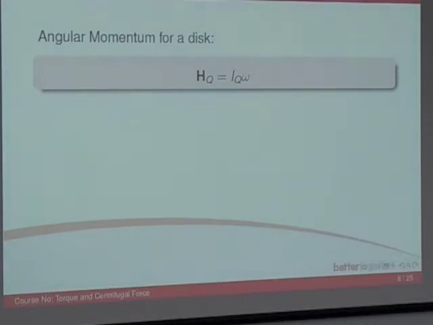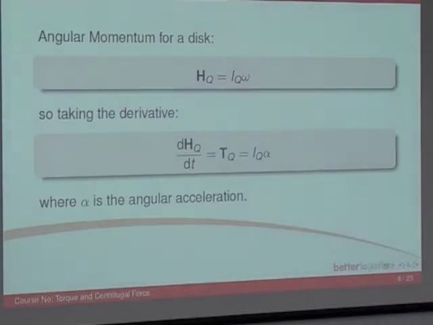We also know that angular momentum for a disk is I omega. Remember I talked about that last week. There was the computer hardware company called I omega. They obviously took their name from rotational or angular momentum. And as we said, if we take the derivative of angular momentum, you get the torque.